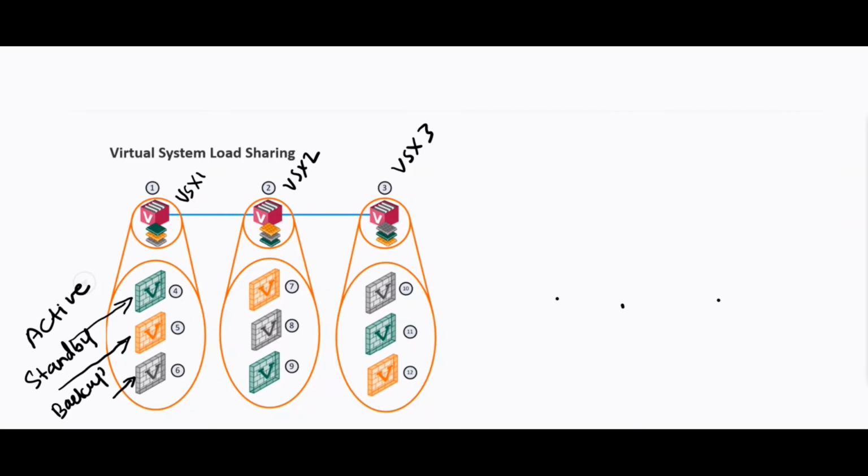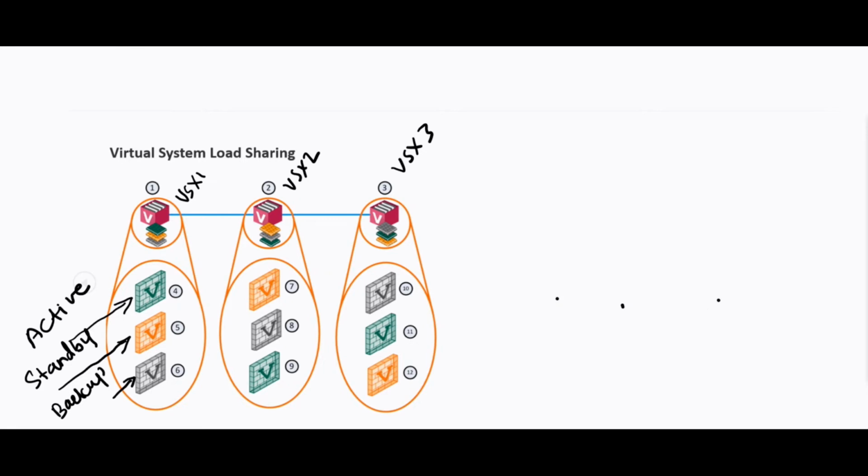So consider on one VSX gateway, I have 3 virtual systems configured, and likewise I have 3 VSX gateways, VSX1, VSX2, VSX3, and in these 3 gateways I have also configured 3 virtual systems.